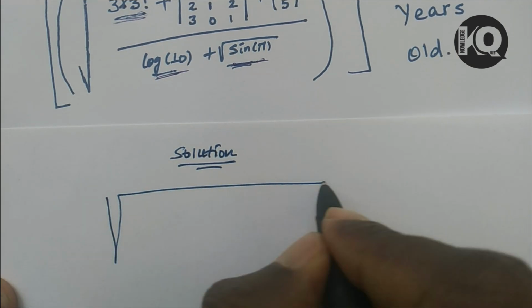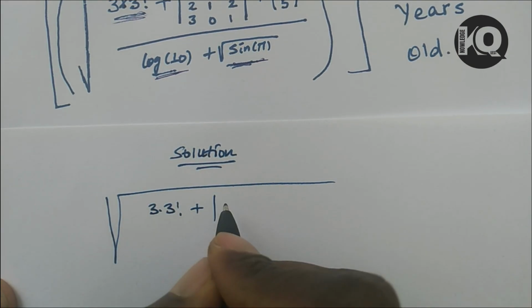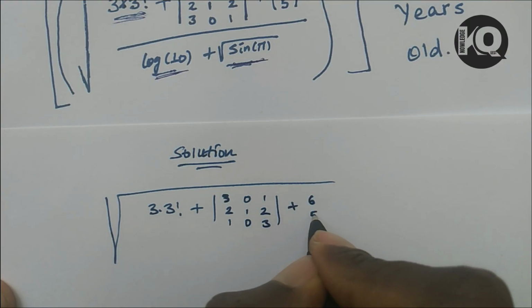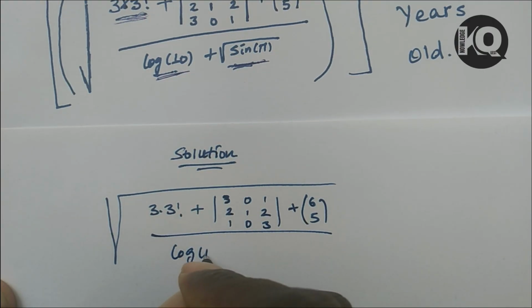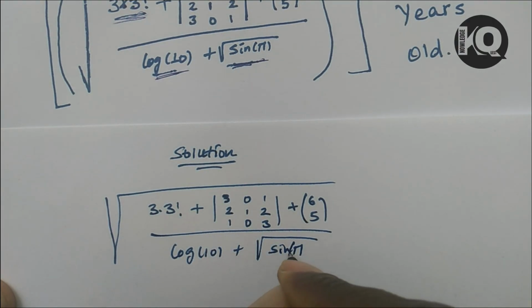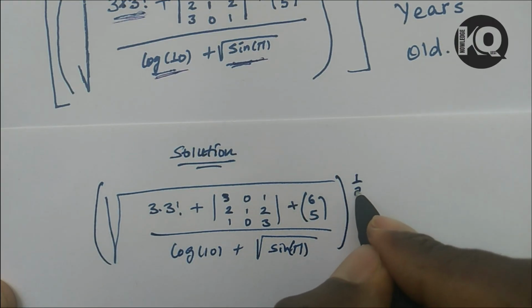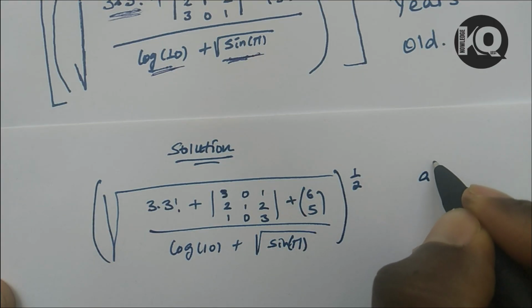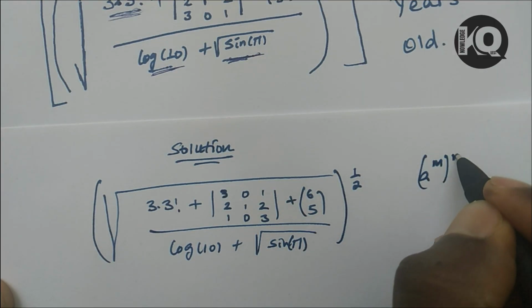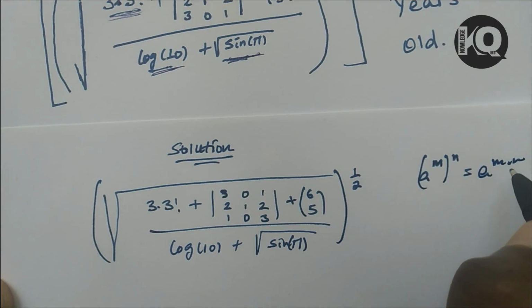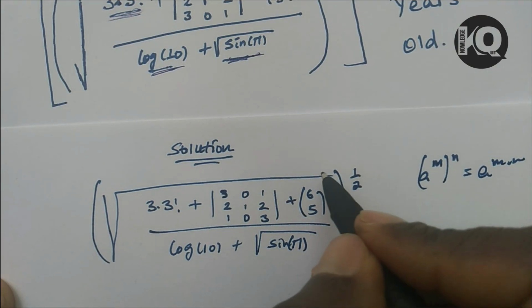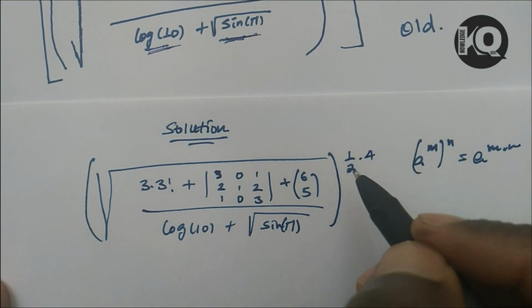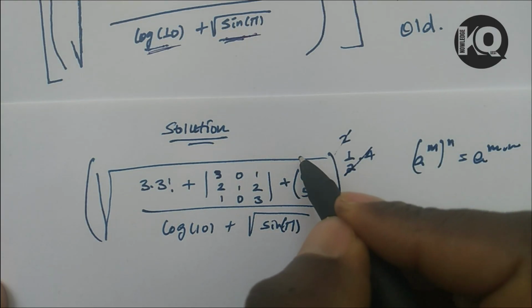So as you have seen in the problem, the square root of 3 times 3 factorial plus the matrix [3, 1, 0; 1, 0, 1; 2, 3] plus the binomial coefficient (6 choose 5) divided by log of 10 plus the square root of sine pi, the whole thing to the power of 1 over 2, all to the power of 4. Using the rule that a to the power m, to the power n, can be written as a to the power m times n, we multiply 4 by 1 over 2. So it will be 1 over 2 times 4, which is the square, and it will be 2. So this square can eliminate this radical.